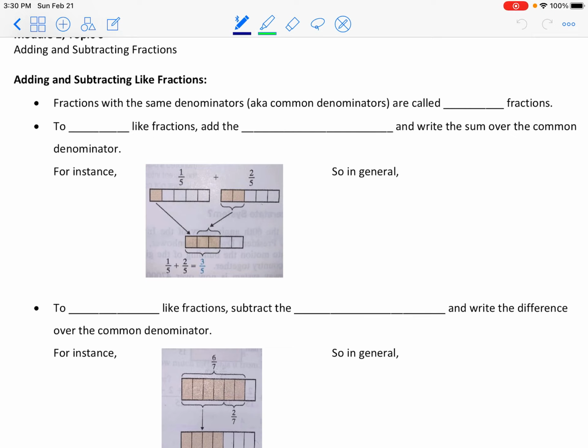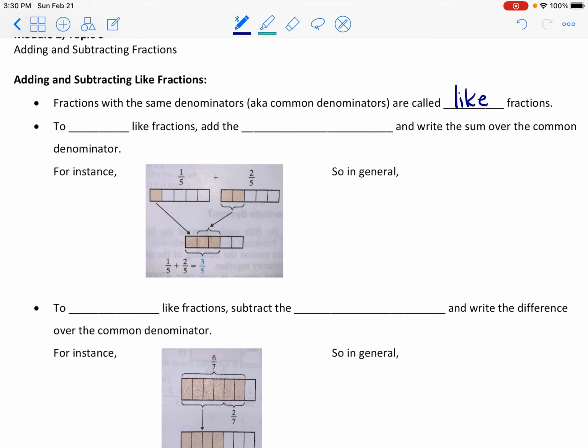So adding and subtracting fractions requires that the fractions be like fractions. So what does that mean? Well, fractions with the same denominators, also known as common denominators, are what we call like fractions. So in order to add and subtract, we want to be looking at like fractions, fractions that have the same denominators or common denominators.